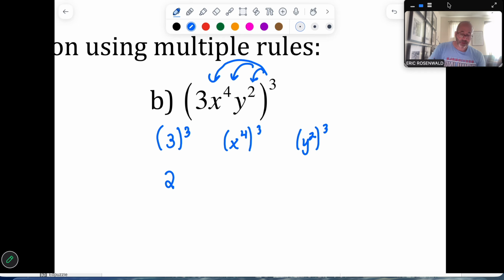3 to the third is not 9. It's 3 times 3 times 3, which is 27. Multiply our powers, we're going to have 12. Multiply our powers, we're going to have 6. And there's your final answer.